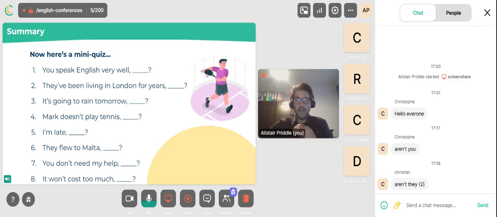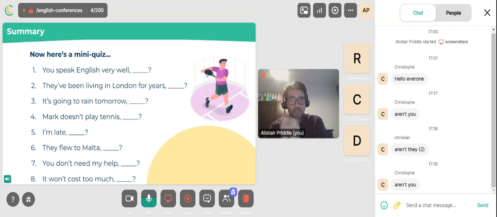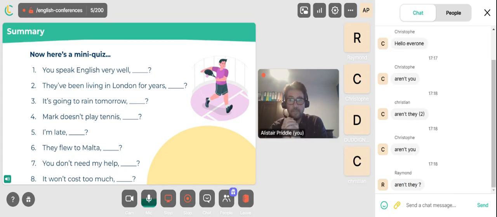Okay, well, let's have a little think. Okay, so number 1, you speak English very well. Okay, now the verb speak, this is in the present simple. Now it's also positive. Now speak, it forms questions normally and negatives with the verb to do. So you speak English very well, don't you?